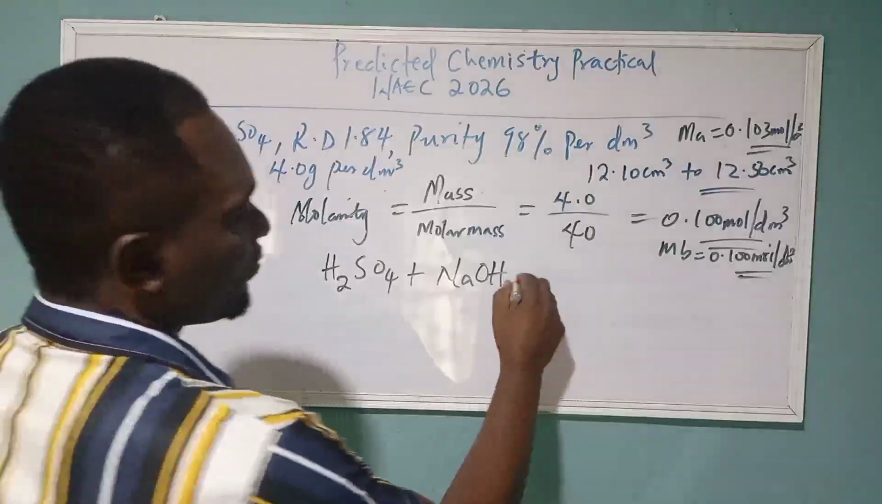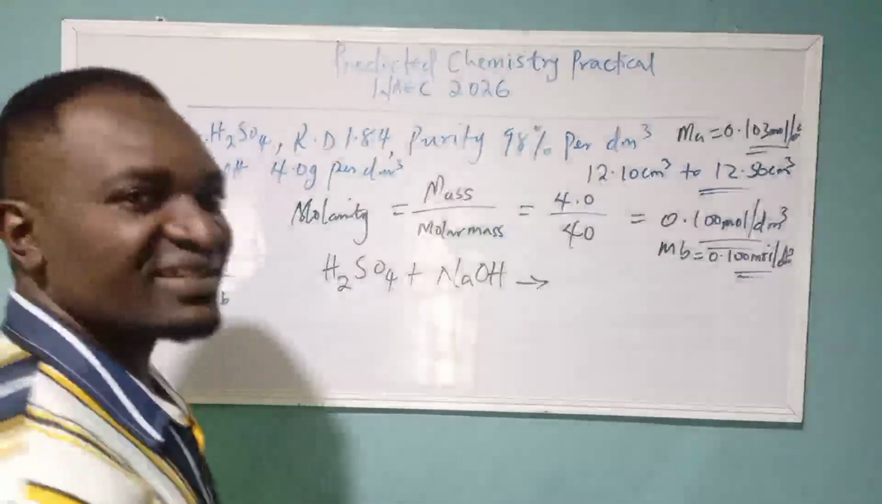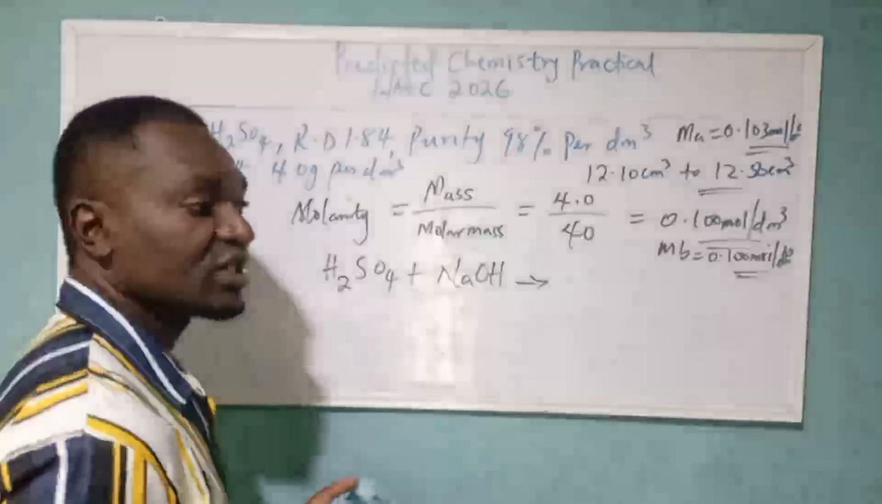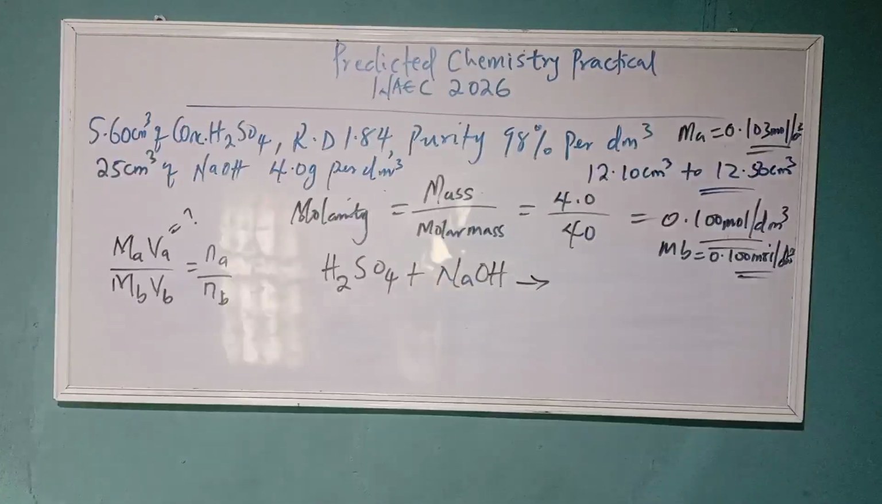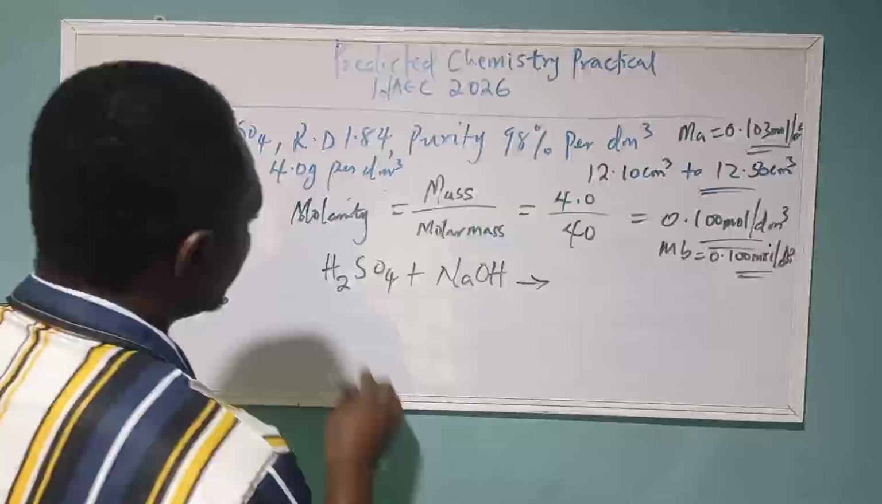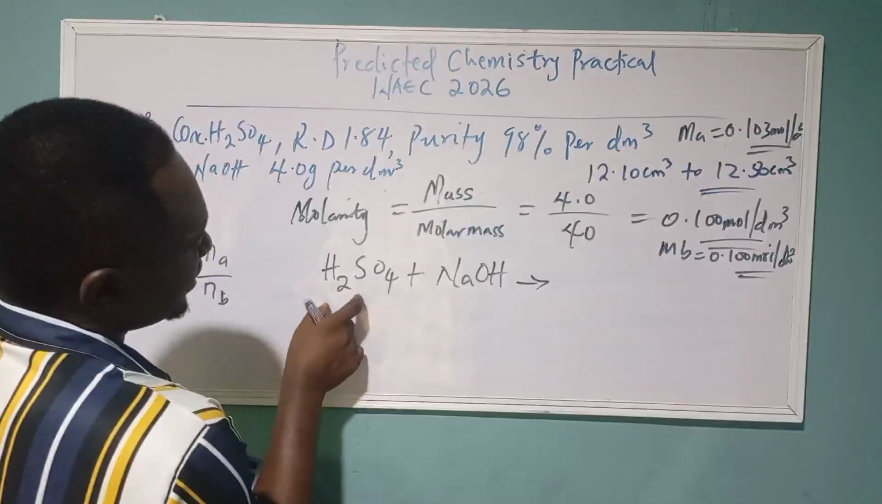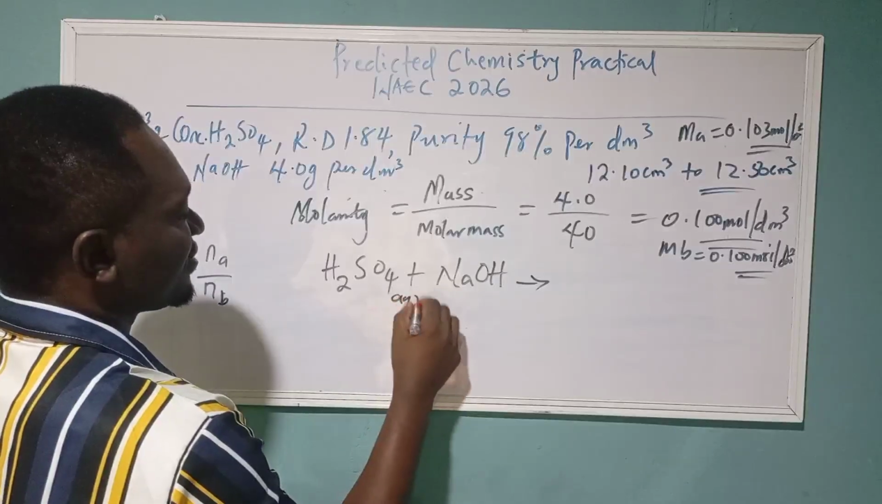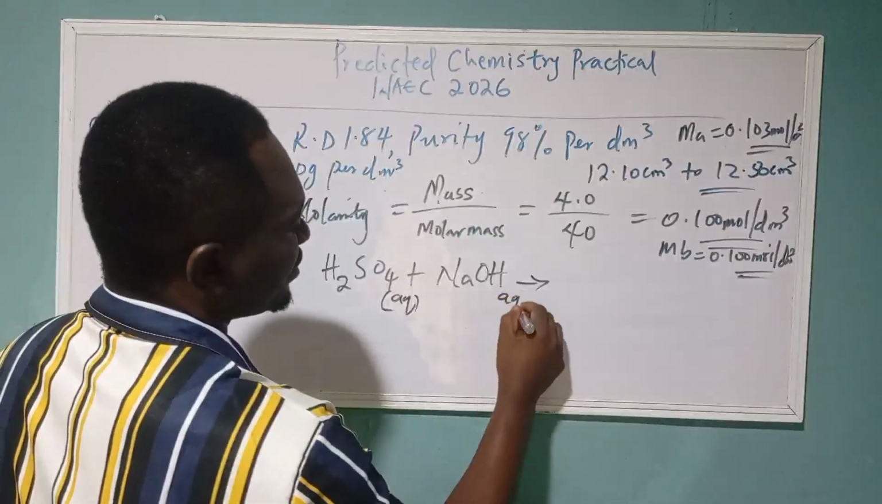Remember, when you are solving this, you must give the balanced equation. When you are solving this, you must give the balanced equation. Now, in the balanced equation, this tetraoxosulfate(VI) acid is aqueous. Even their state, you must also indicate, right?